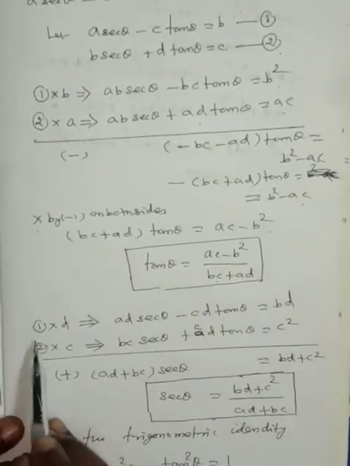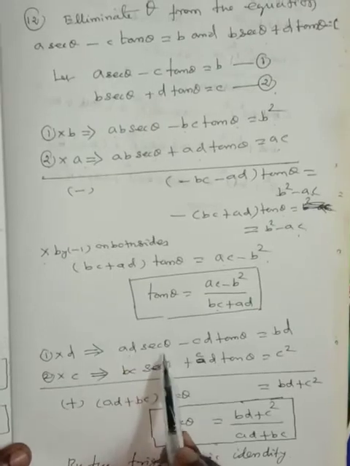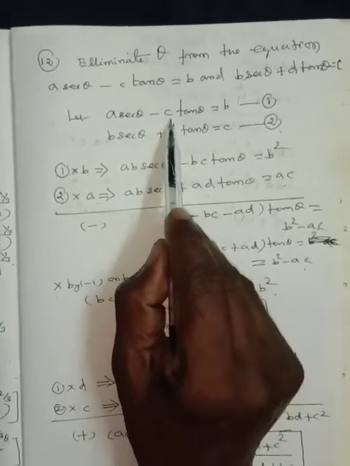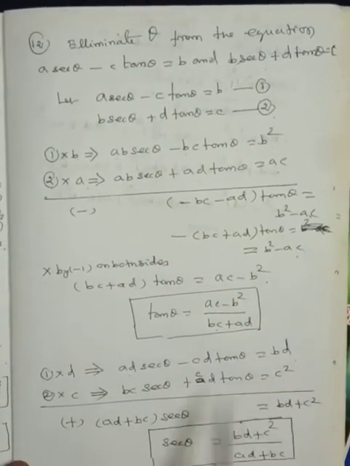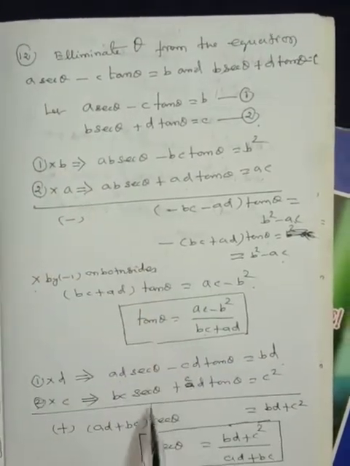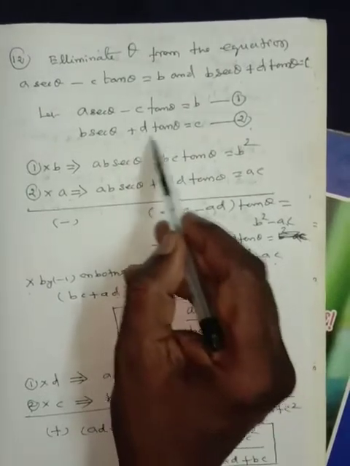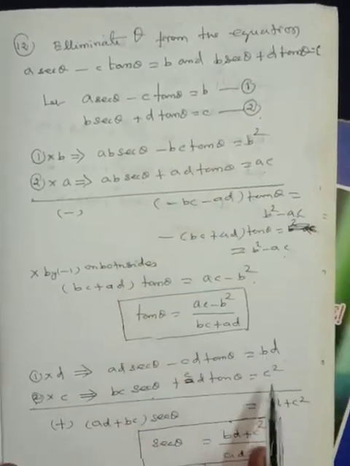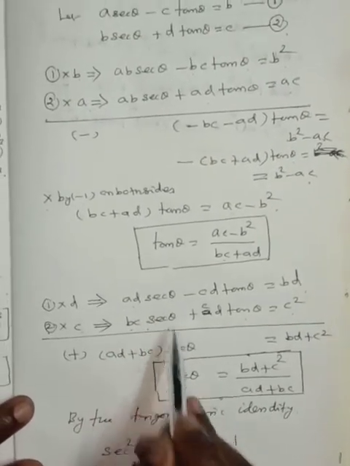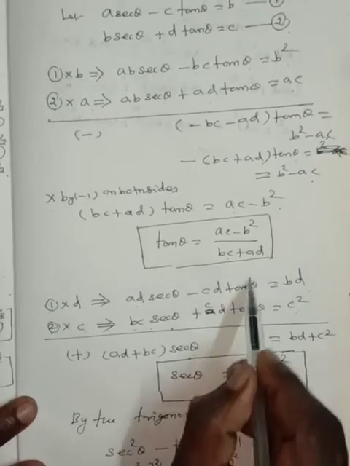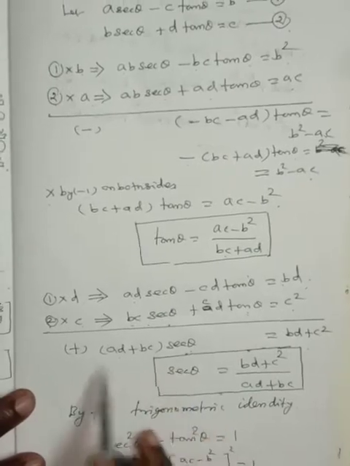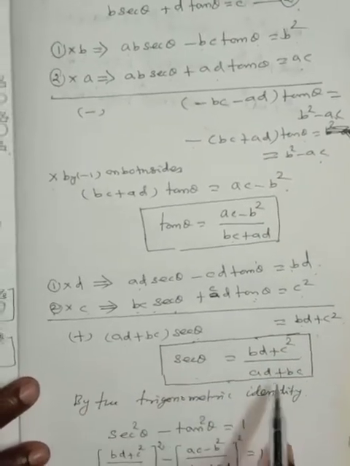Okay. Take equation number 1 multiply by d. We get ad secant theta minus cd tan theta is equal to bd. Okay. Multiply c by equation number 2. We have bc secant theta plus cd tan theta is equal to c into c is c square. Now adding these two equations, we get ad plus bc common secant theta. So ad plus bc secant theta. This and this are cancelled. We get bd plus c square. Okay, right hand side. Now secant theta is equal to bd plus c square whole divided by ad plus bc.